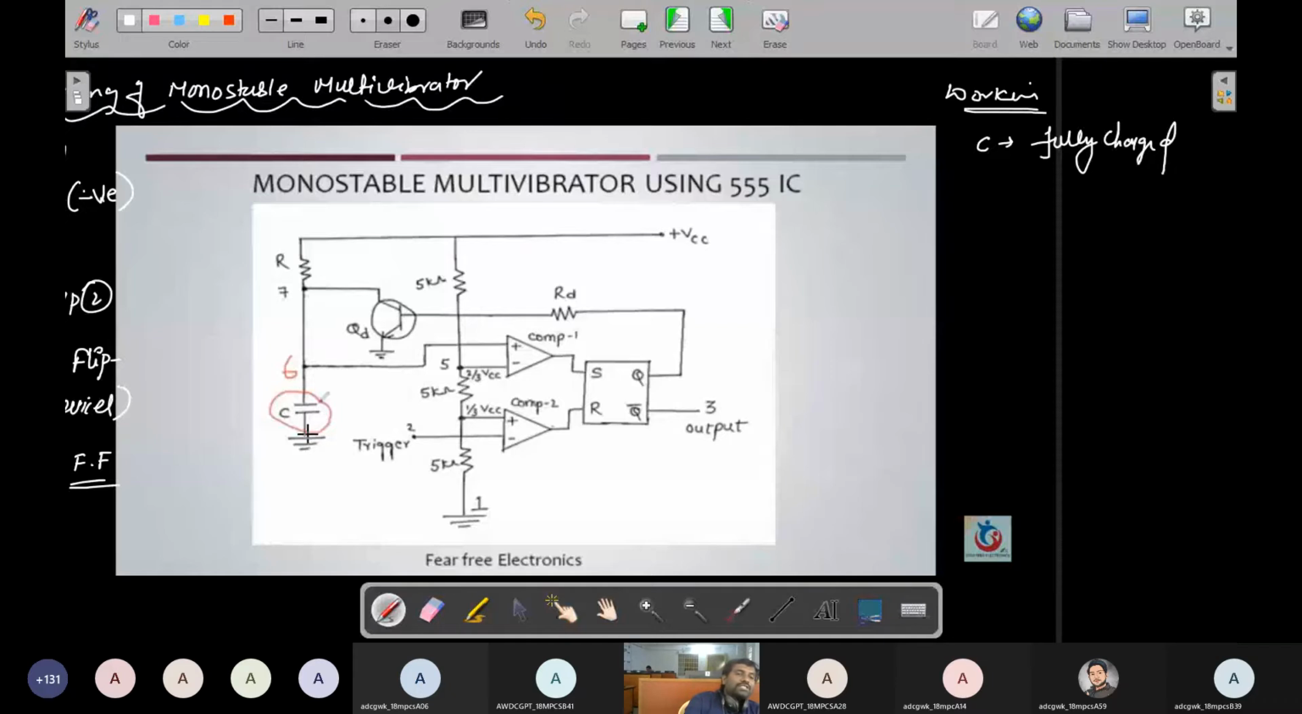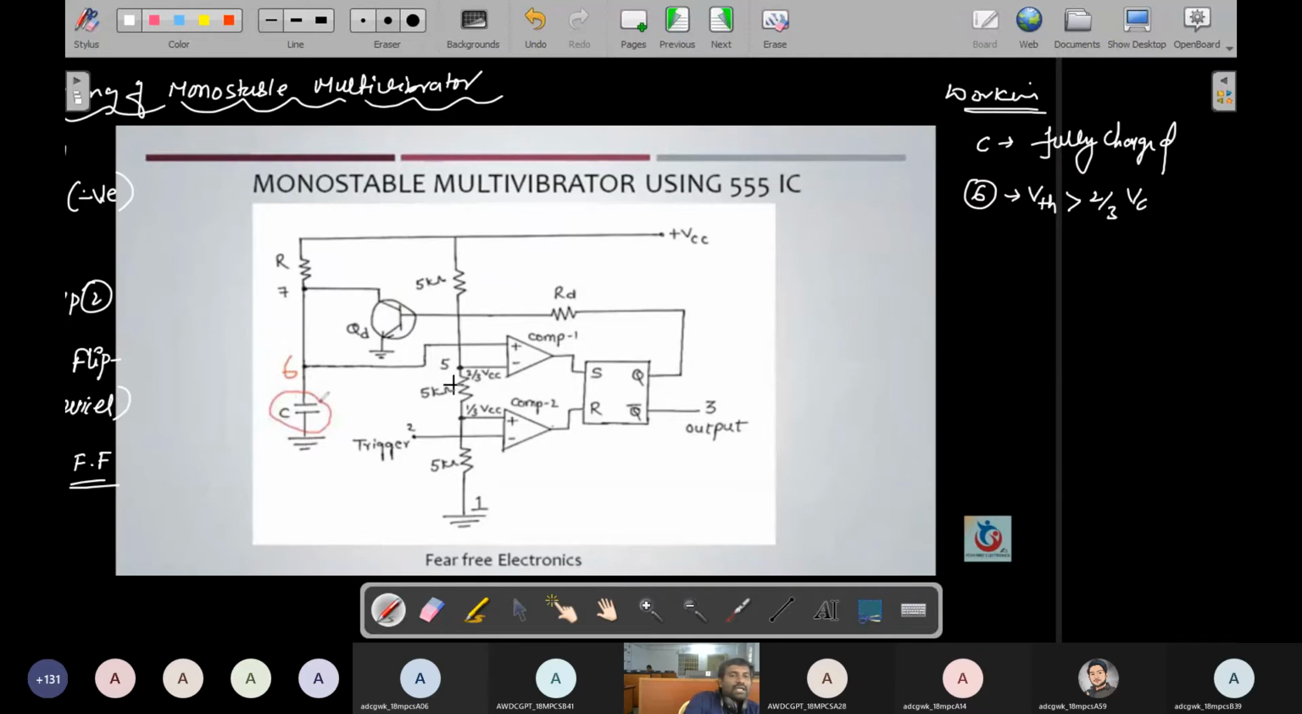Fully charged means the capacitor is connected to the 6th pin. This capacitor is charging right now. Suppose it's completely charged, then the capacitor is connected to the 6th pin. What is the 6th pin? The 6th pin is the threshold voltage VTH, and this threshold voltage is right now greater than 2/3 VCC.